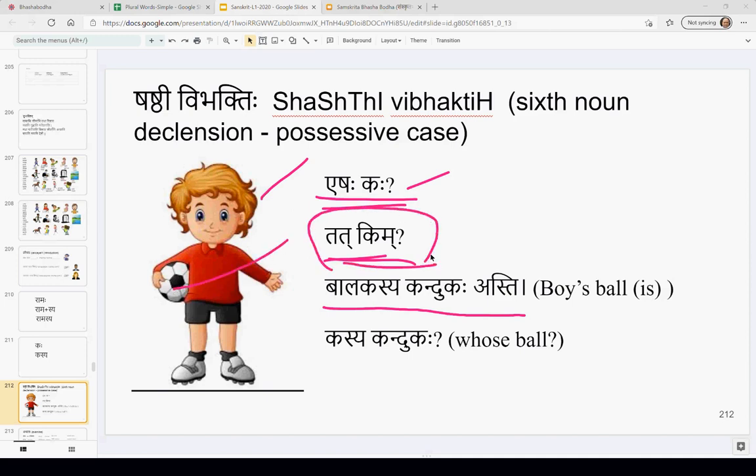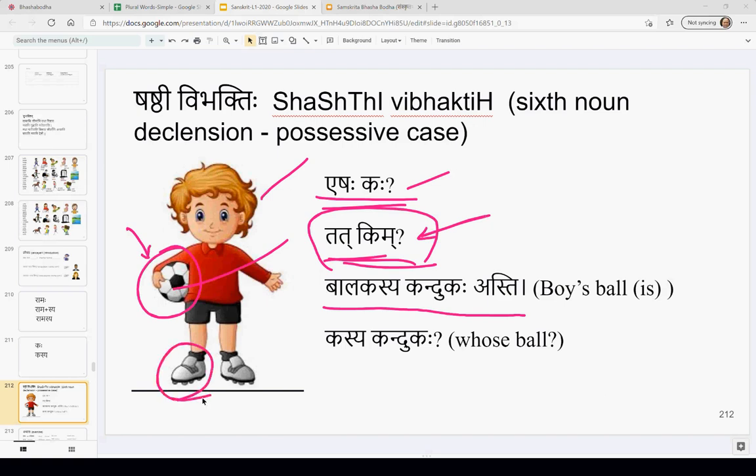You know, tat kim, we are asking the question in the Napumsakalinga, but the answer is in Pullinga, because we don't know this object. If we are not looking at the object, or if you don't know the word for the object, you can use just the Napumsakalinga question, tat kim. It is a common, like what is that? So we don't know the actual word, lingam of the word which is used for the ball or whatever, pustaka, etc. Then you just use the question in a Napumsakalinga word, but the answer could be in a different lingam. It doesn't have to be in the Napumsakalingam, because the question is in Napumsakalingam. So tat kim saha kandukah.